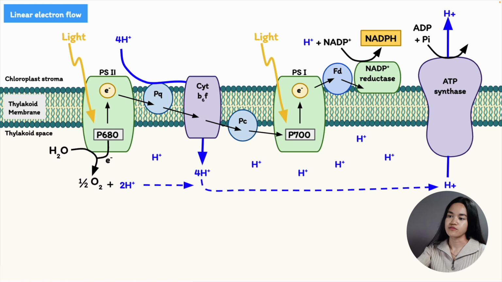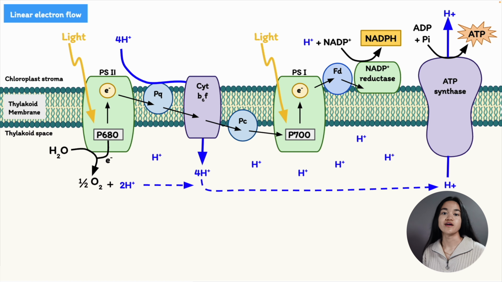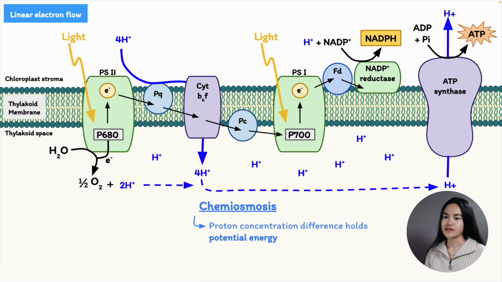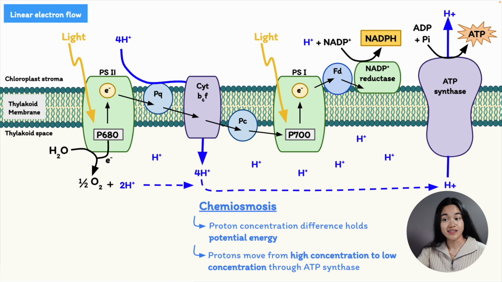ADP and inorganic phosphate combine to make ATP. This process is called chemiosmosis. We're using energy stored in a chemical gradient to make ATP. Then this ATP is used in the Calvin cycle.